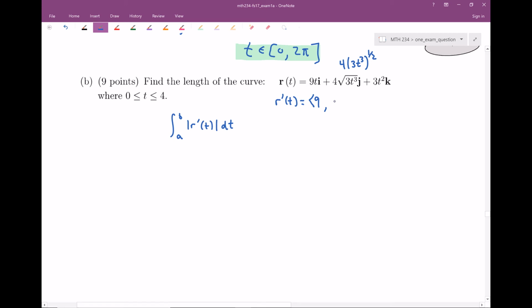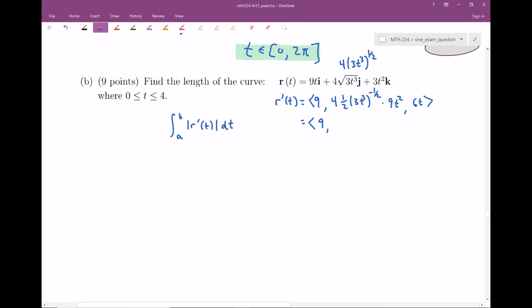So the 4 would be along for the ride. And then we would take the derivative of the outside. So the 1/2 would come down, leave the inside alone, and I'd reduce my power by 1. So that inside is 3t cubed. And then according to the chain rule, I would multiply by the derivative of the inside. So that's going to be 9t squared. Okay, finally, the third component. When I take the derivative of this, I get 6t. That's a lot easier.